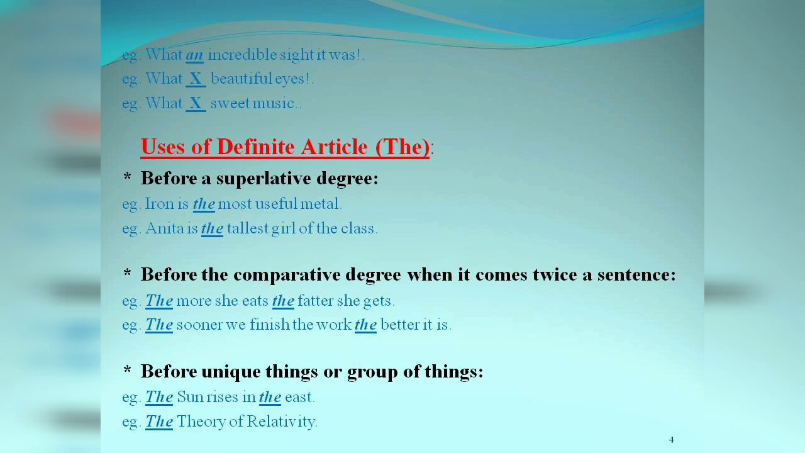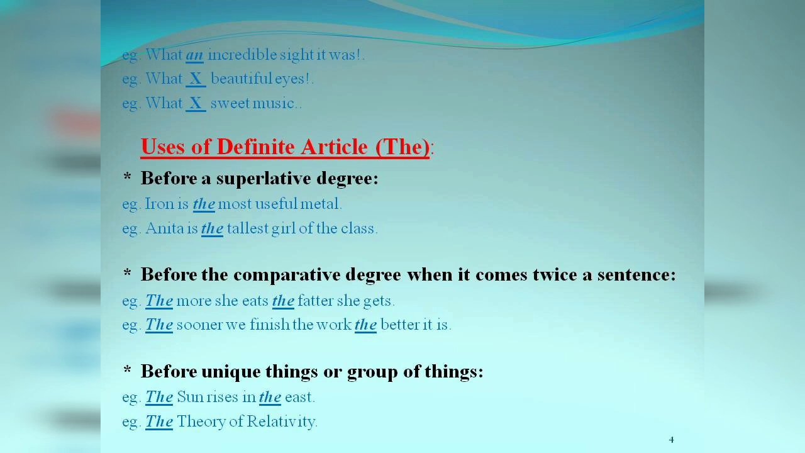Comparative degree either ends in r or er, or the word more will be given before it, like more expensive, more powerful, more dominating, or taller, heavier, smaller, this way. So before the comparative degree, when it is given twice in a sentence, we use the both the times. For example, the more she eats, the fatter she gets. So the comparative degree is given twice, more and fatter. Therefore, the both the times.